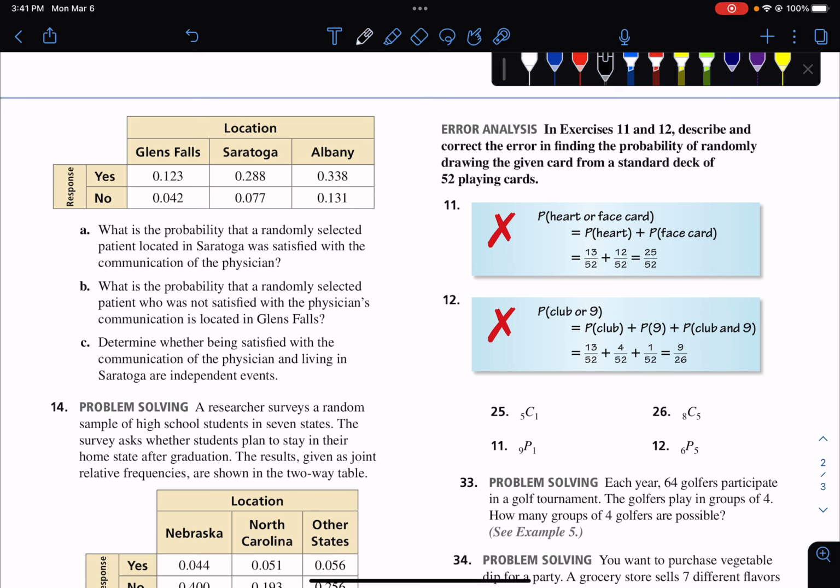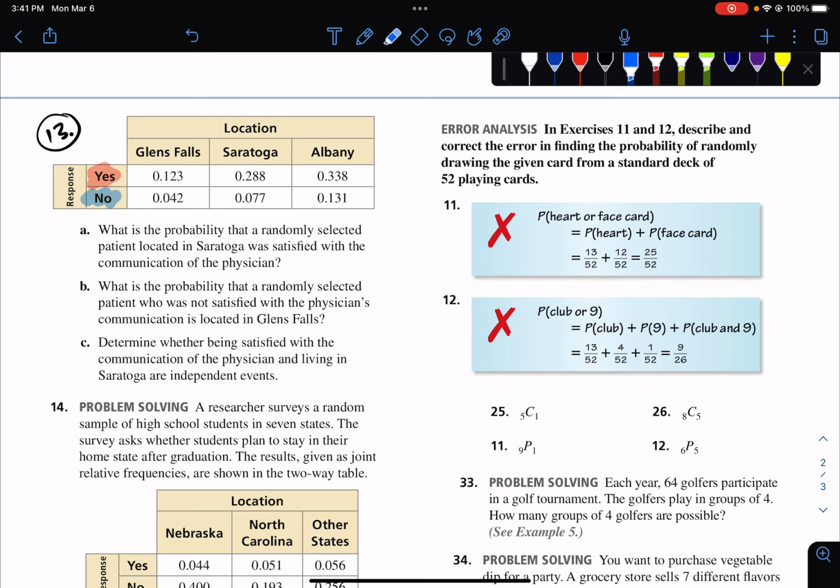I don't know what number it is because it's not written down. We'll call it 13. So you've got this table talking about locations. I don't even know what the locations mean. And it looks like if someone is satisfied, yes, or if they're not satisfied, no.